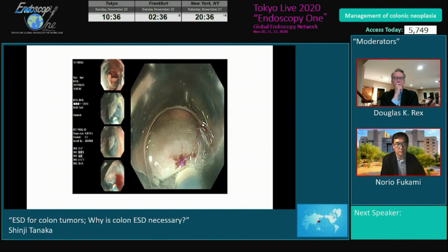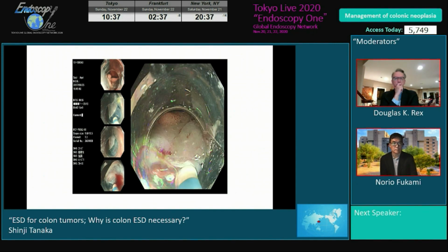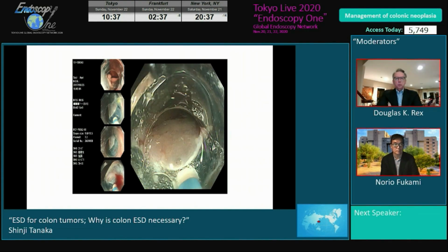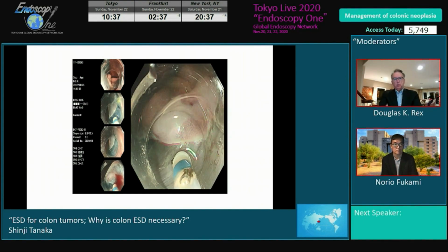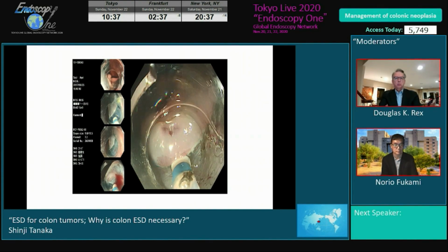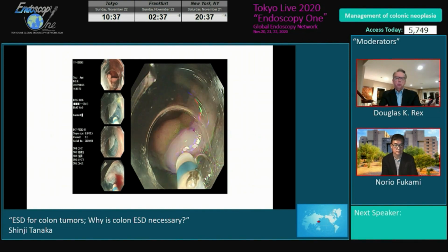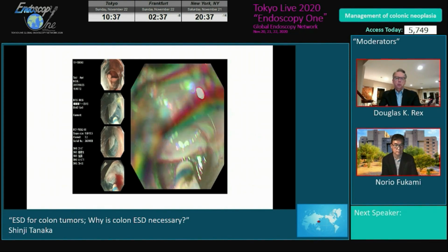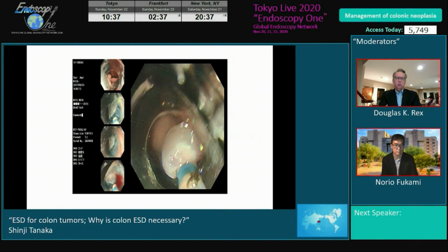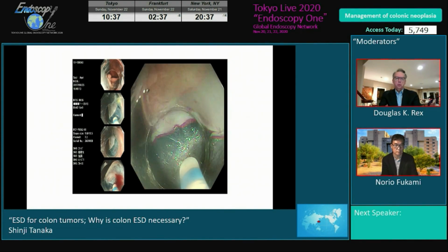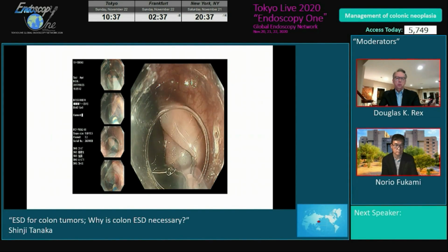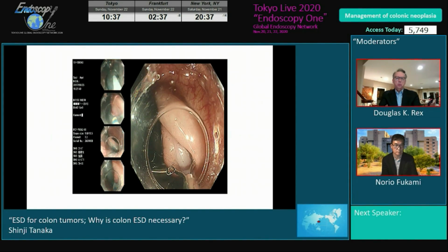I will show you one colorectal case. This is a standard case. However, sometimes it is difficult to enter the submucosal layer like this due to the existence of feeding artery or local fibrosis. In such a situation, SO clip is useful.